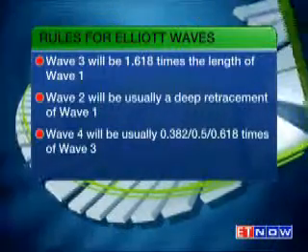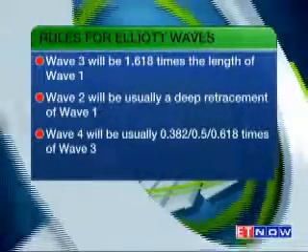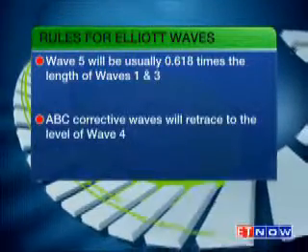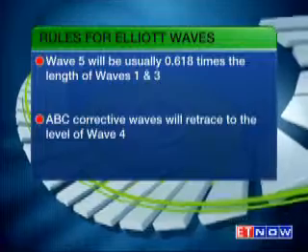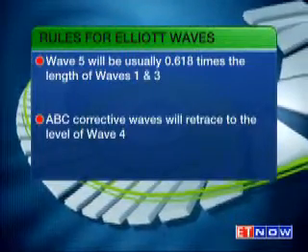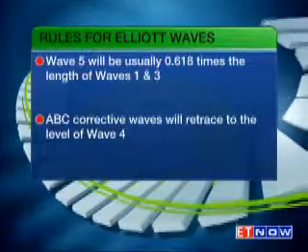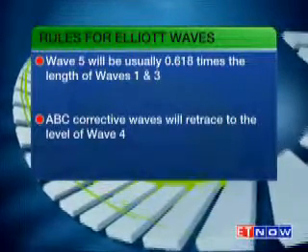Once again, the Fib series numbers that Doc was talking about. Wave 5 will usually be 0.618 times the length of wave 1 to wave 3, and ABC corrected waves will retrace to the level of wave 4 of 1 degree lower. So that's what it says. I think it takes a while to digest that, but we have all the time in the world to do that and see if it really works.